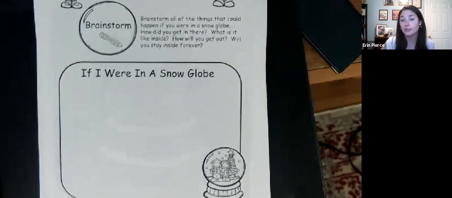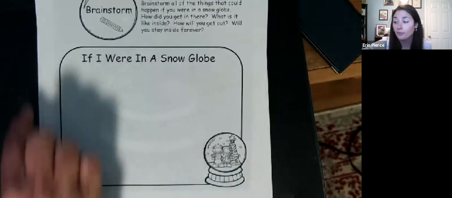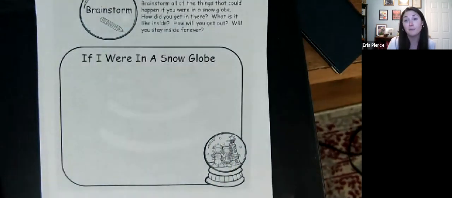If you don't have this paper, you need to have a notebook piece of paper, something to write on. Then you're going to write, if I were in a snow globe, at the top, and put brainstorm. And you are going to write about how did you get inside? How did you get stuck there? What is it like inside of that snow globe? Who else is inside of there? How will you get out, and will you stay inside forever?